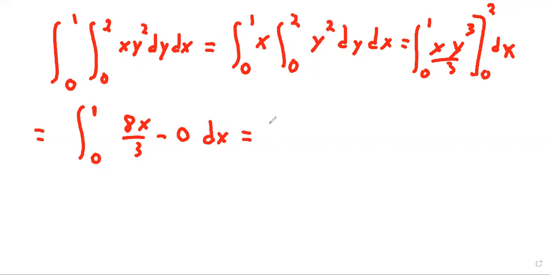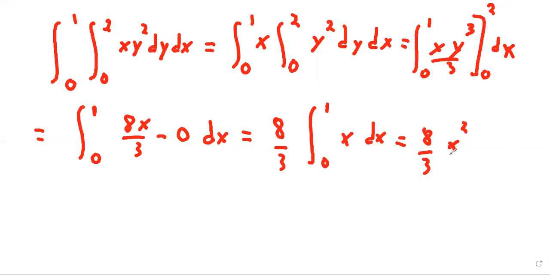Now I can pull out the 8 over 3, and I integrate x from 0 to 1, right? So now this just becomes, if you remember your reverse power rule, x squared over 2 evaluated from 0 to 1. And we just integrate with respect to x. This is the only variable in here. So now that's going to go into where the x is.